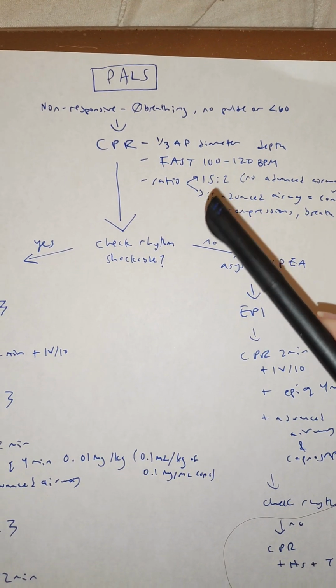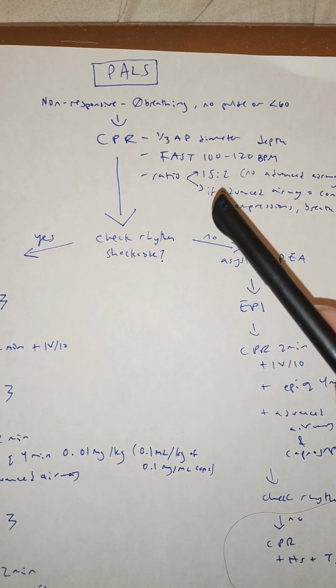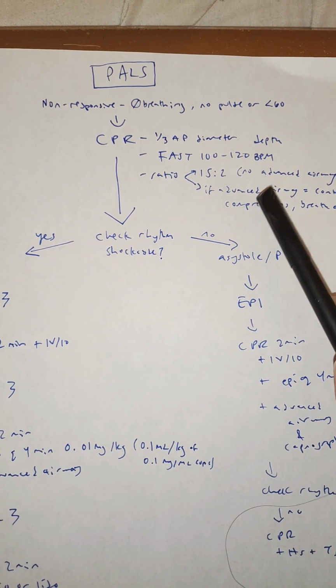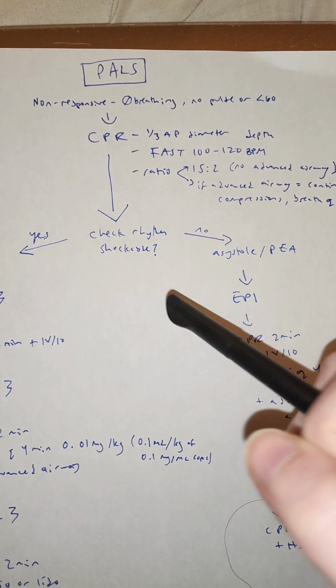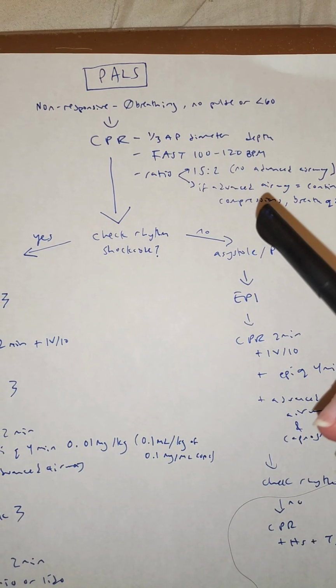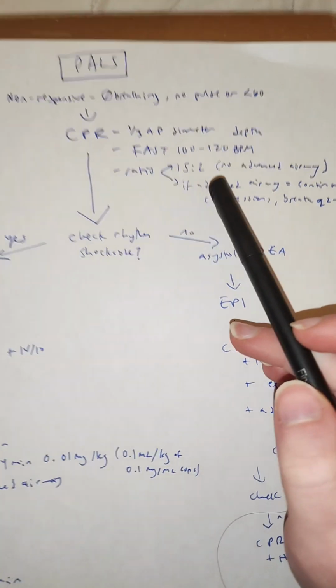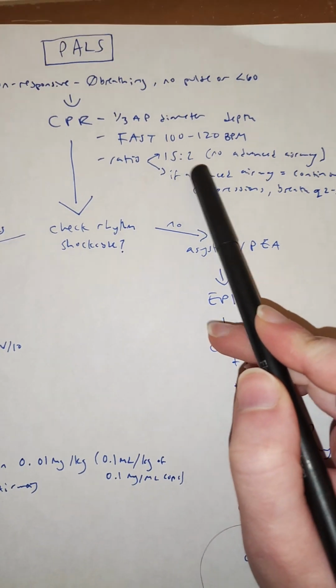Now, these compressions have to be fast. As we said, kids require a higher heart rate than adults. So try to get it to 100 to 120 beats per minute. And then what is the ratio? In adults, we said it's 30 compressions and then 2 breaths, right? In kids, it's going to be 15 compressions to 2 breaths if there's no advanced airway.